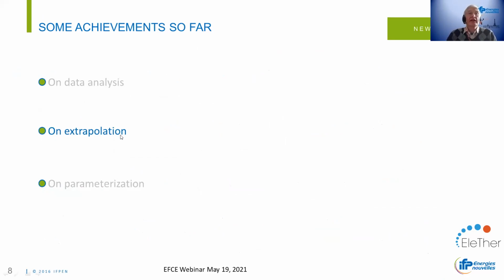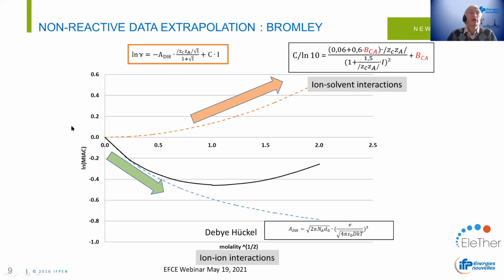Now let's look at extrapolation. What do I mean by that? Essentially, I want to be able to go beyond the range where data exist. So we need to find some physical phenomenon that we will use to identify trends. Is the activity coefficient increasing or decreasing with such and such descriptor that we want to identify? For doing this, the procedure that we propose here is to use a model, a very simple model as a matter of fact. We use here Bromley's model.